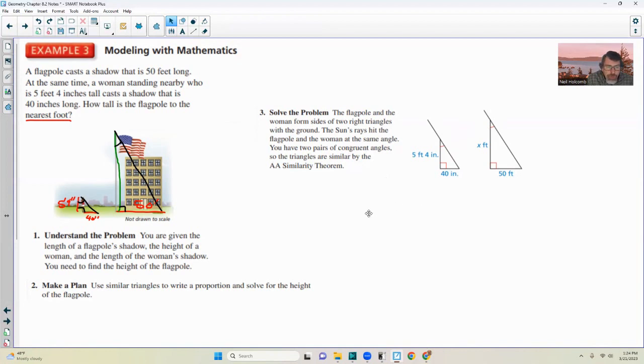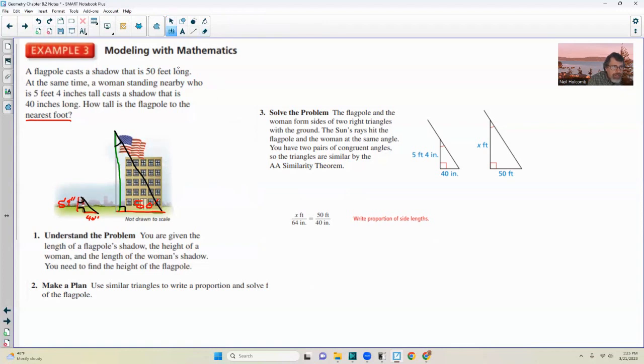Okay, so the next thing we're going to do is first write a proportion of side lengths. So we have x feet over 64 inches equals 50 feet over 40 inches. So there's our proportional setup. And what did we just do? X feet, the height of the pole, over 5 feet 4 inches.